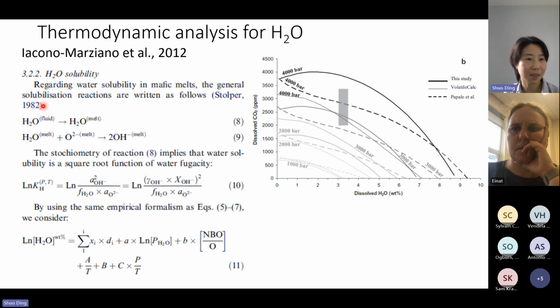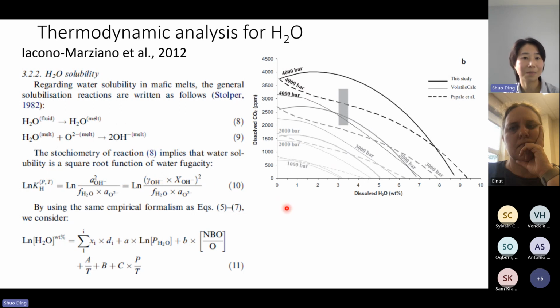This is again from the Iacono-Marziano et al. 2012 paper. The way they deal with water is the same. You have the water dissolved, so you write the equation: water to molecular water in the melt. But water does not only exist as molecular water. It also exists as OH in the melt, so there are two species. Here I think they assume everything is molecular water, so they write the equilibrium constant of reaction 8 like this.